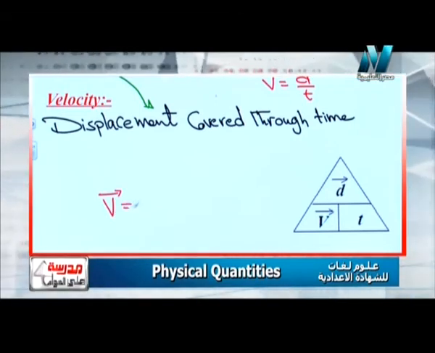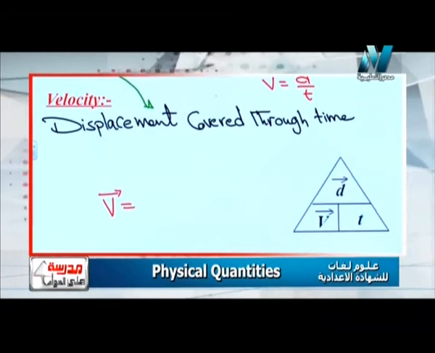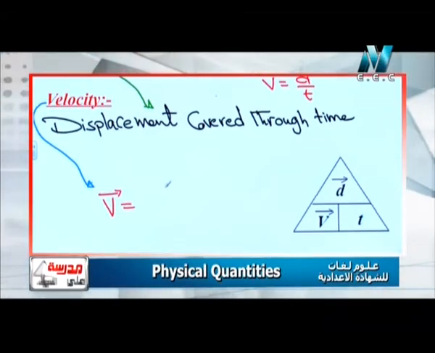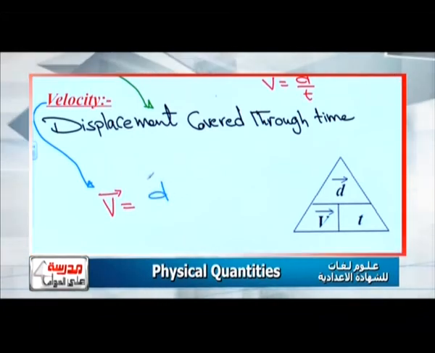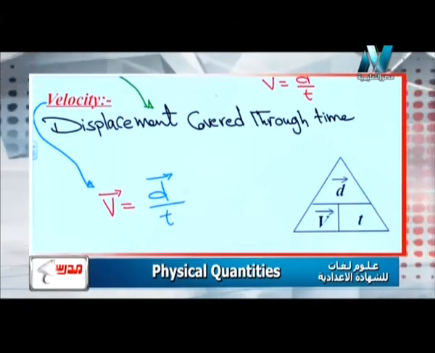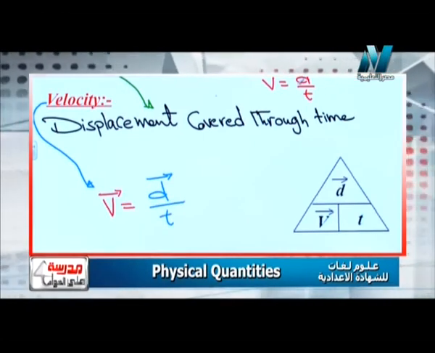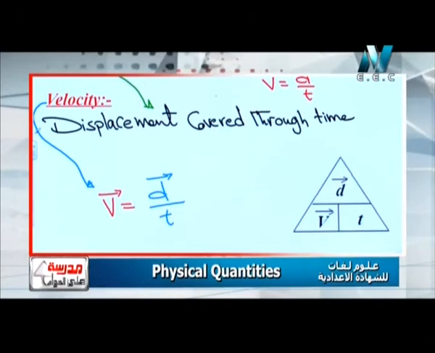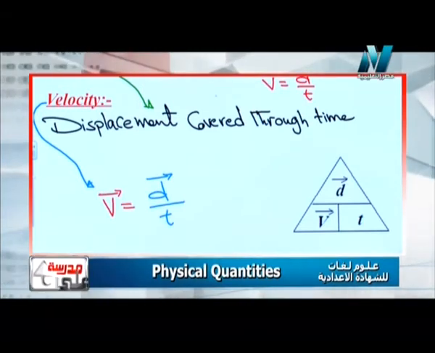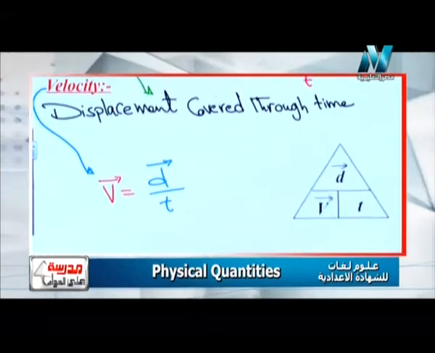So we talk about what here? We talk about the velocity. As we see here, V with arrow is velocity, equal displacement, D with arrow, over time, because here we have a difference between displacement and distance to identify the main difference between speed and velocity.